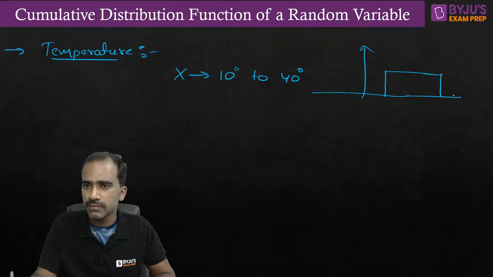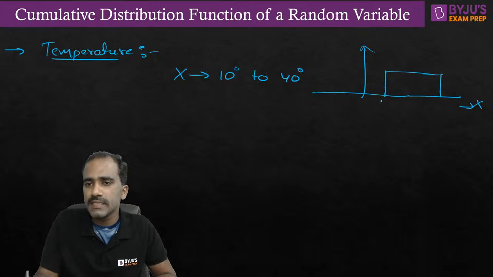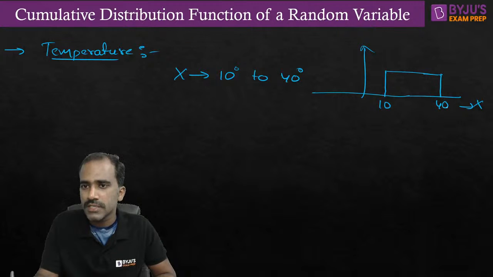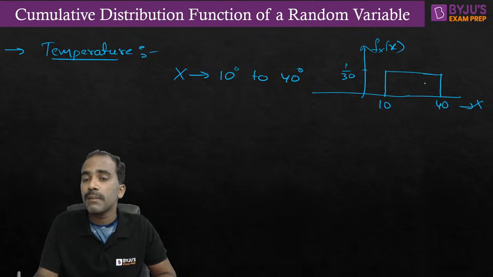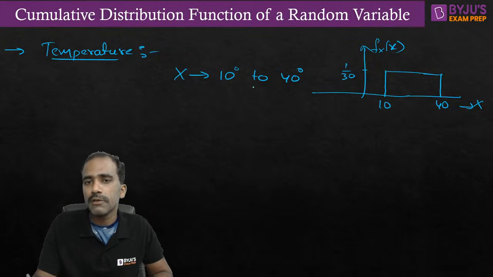Let's assume the probability density function need not be uniform like this. It can have any shape. Just for ease of analysis and explanation, I am taking it as a uniform PDF. So it is 10 to 40. What should be the height so that the area is 1? The height is 1 by 30. So this is the PDF. I am assuming that the temperature takes 10 to 40 degrees with equal probability. Using that assumption, I have plotted the PDF.